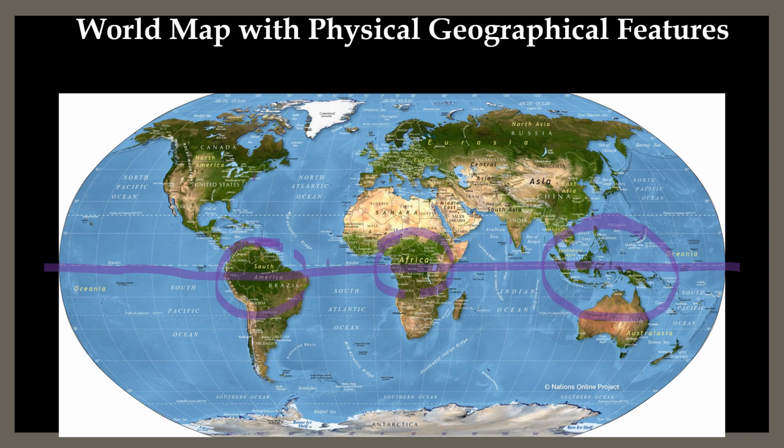Now, everything above the equator is the northern hemisphere, and everything below the equator on our map is the southern hemisphere. The farther away from the equator you get, regardless of direction, the colder it's going to get throughout the year.